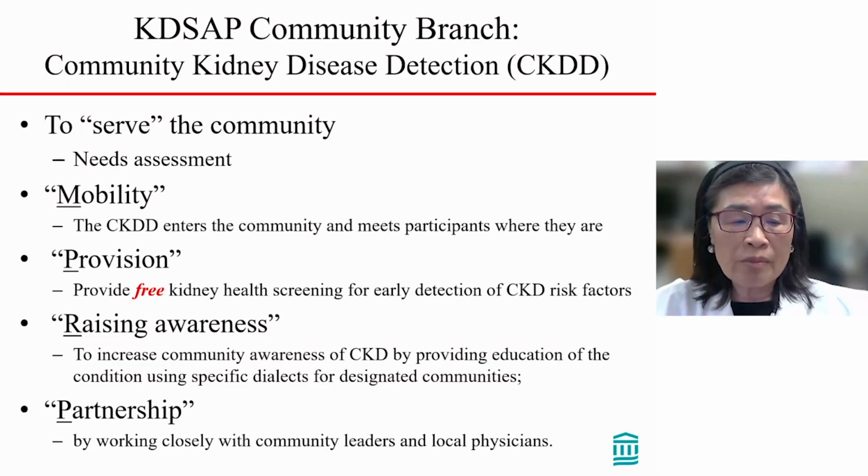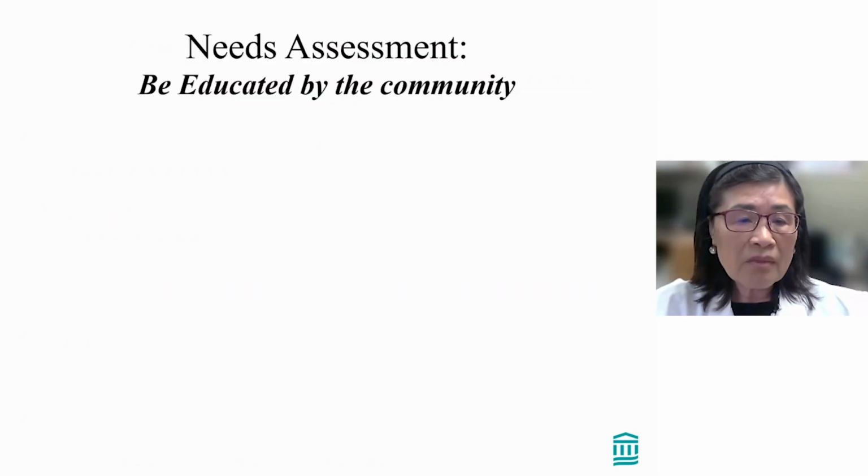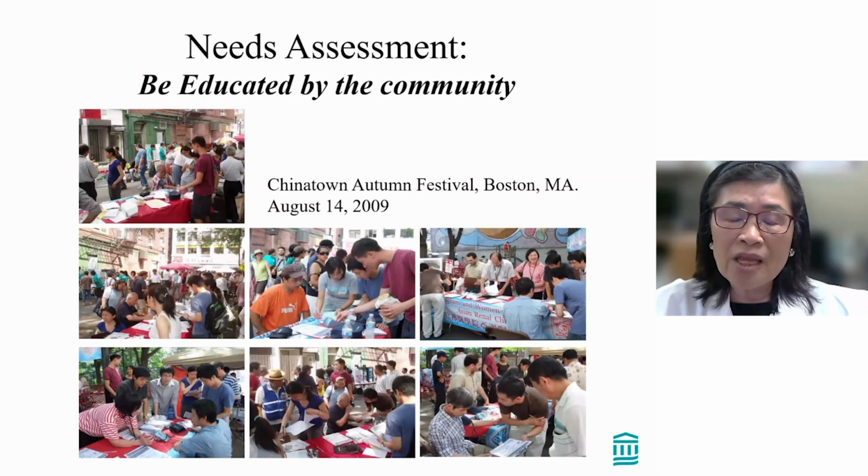We also teach our volunteers the concept of partnership. The key is to partner with local communities. Let them feel they are doing something good for their community and they deserve the credit for the event, collaborating with us. Needs assessment, I want to emphasize that this is just an example. The first time, in 2009, we entered Chinatown. The key point of needs assessment is to have the mentality of allowing the community to educate us about what their community is like, so that we will be able to serve them better.